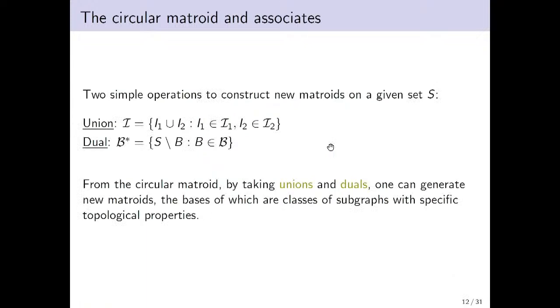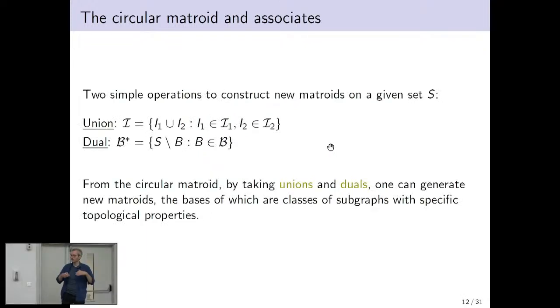Now, given a matroid, there are many things you can do with them, but there are also operations you can do to construct new ones. Two simple operations are the following. You can take the union of two matroids on the same set by taking independent sets to be unions of independent sets of both.